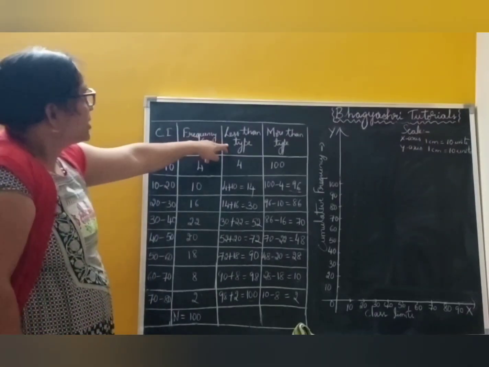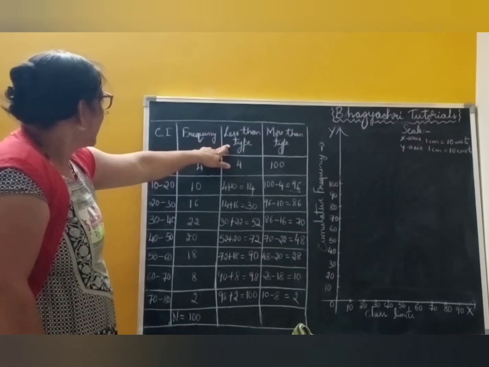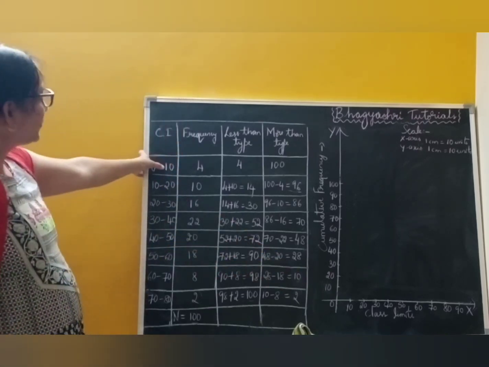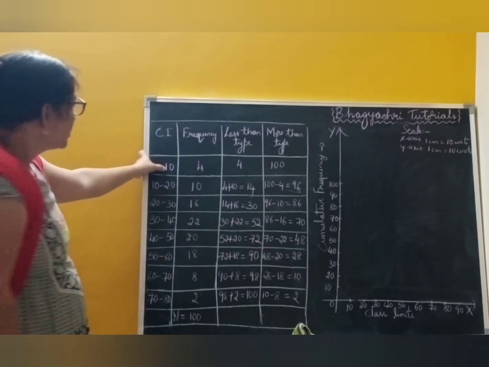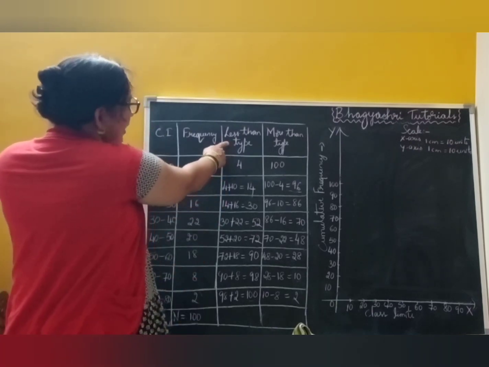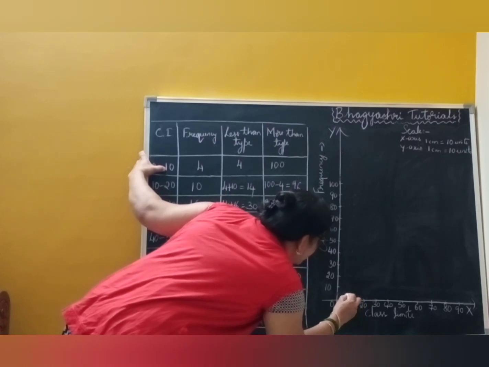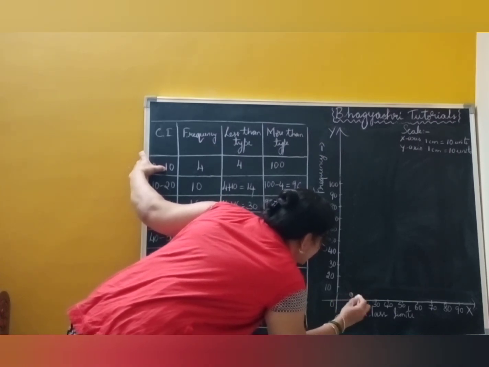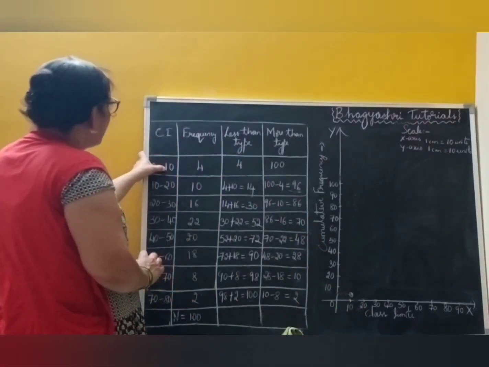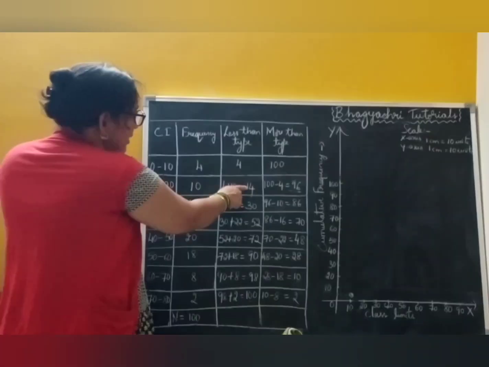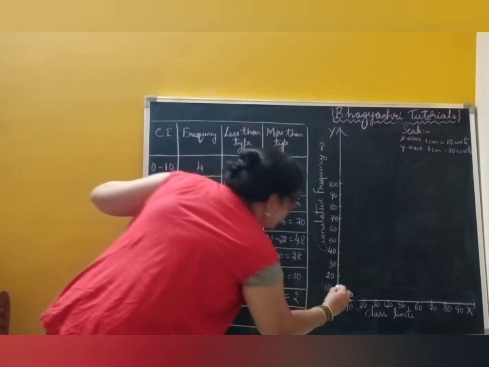Now let us start plotting the points. To draw the less than type ogive, we need to consider upper limits on the x-axis. So the starting point is 10 in the upper limit. For 10, the corresponding less than type frequency is 4. So this point is (10, 4). Next, it is 20. For 20, the corresponding less than type frequency is 14.